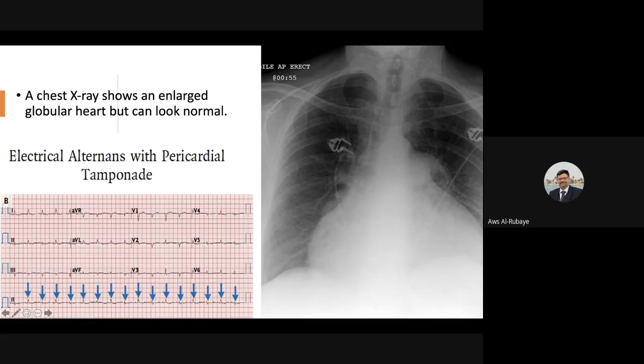This is an ECG showing the low voltage ECG, small complexes with electrical alternans. You can see that this is upward and this is downward, this is upward and this is downward, and so forth. This is called electrical alternans.